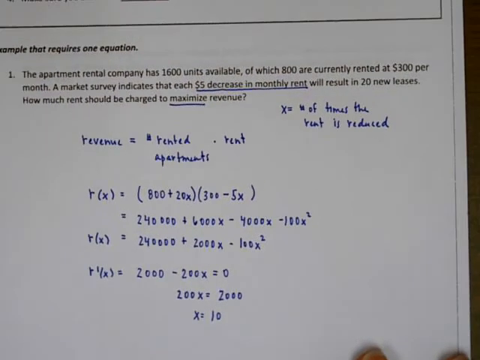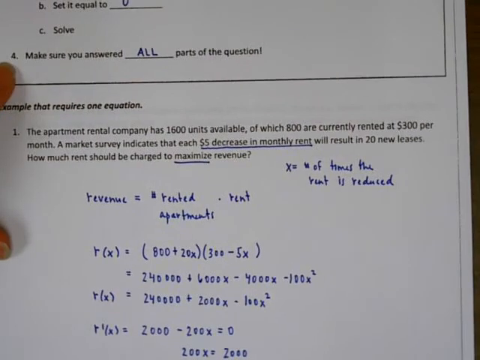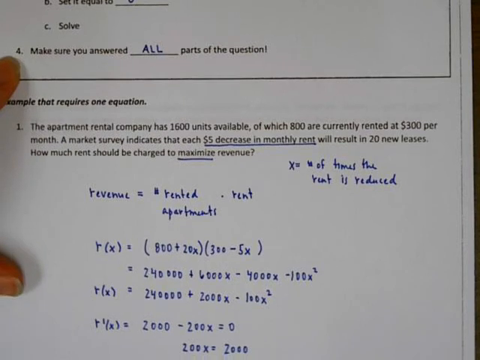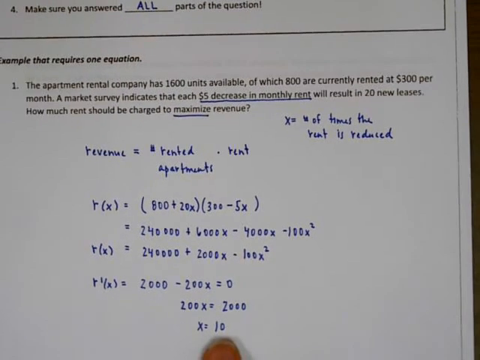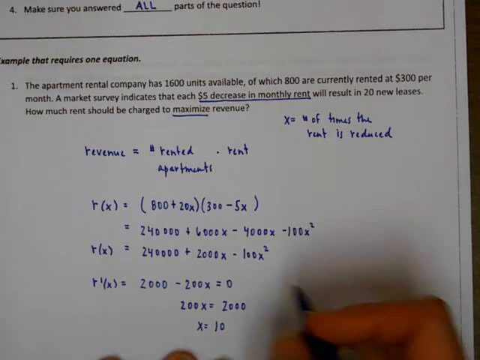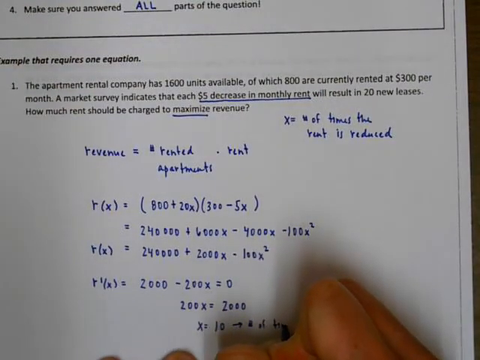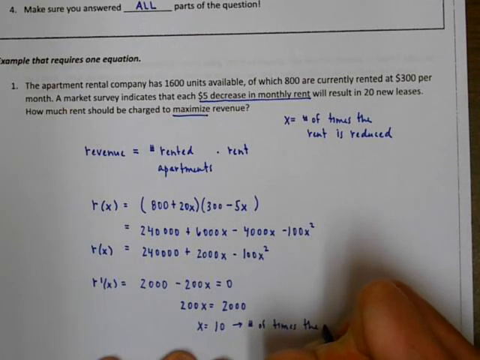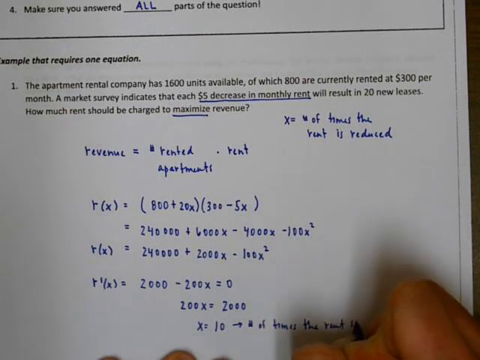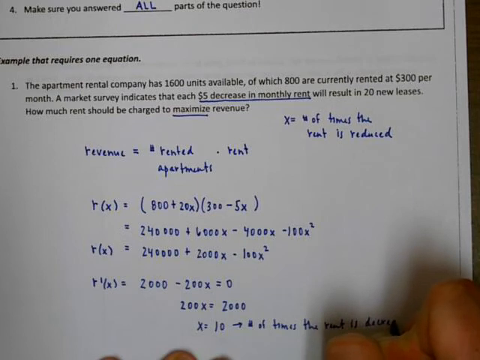Now, here we have to be careful. So this kind of speaks to number 4 here. What we know right now so far is we have x equals 10. Remember, that was the number of times the rent is decreased. That's what we've found out so far.